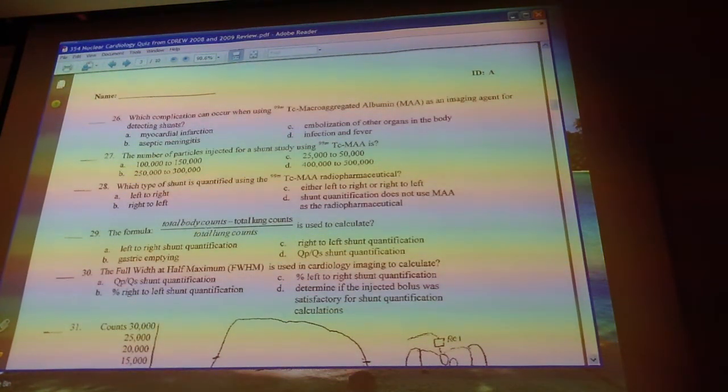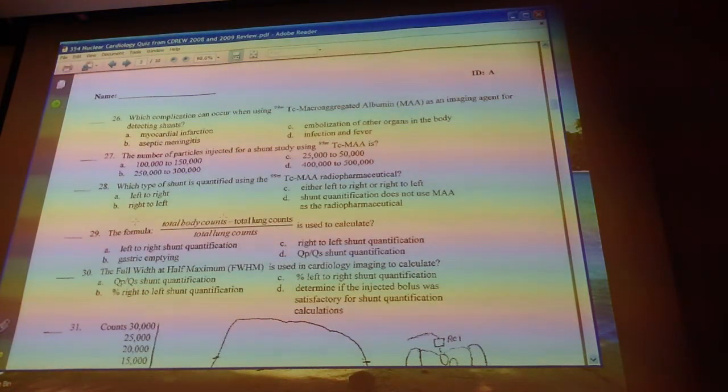Okay. And this is the formula here: the total body counts minus the total lung counts. Okay. Now the total body counts, that includes both the lungs and the body. Then minus the lung counts divided by that. That's your formula for calculating shunt quantification. Which one? This one here for 29. Right or left? No, this one here for number 28, it's only going to be right to left shunt for this one. Okay? So letter C, this is the formula that you would use. Do you think you might see one of those on your test? Yeah, probably.